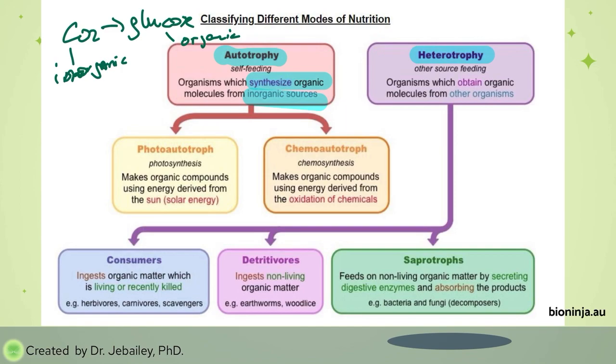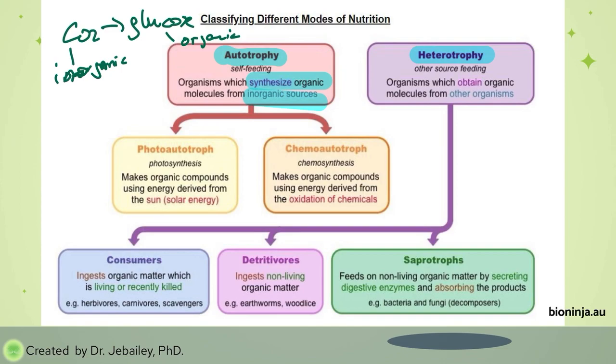Now, heterotroph on the other hand, this is the opposite. This basically means that organisms are eating other organic molecules from other organisms. So this is more like us eating chicken, meats and stuff like this, and plants. So that's what heterotroph will be.